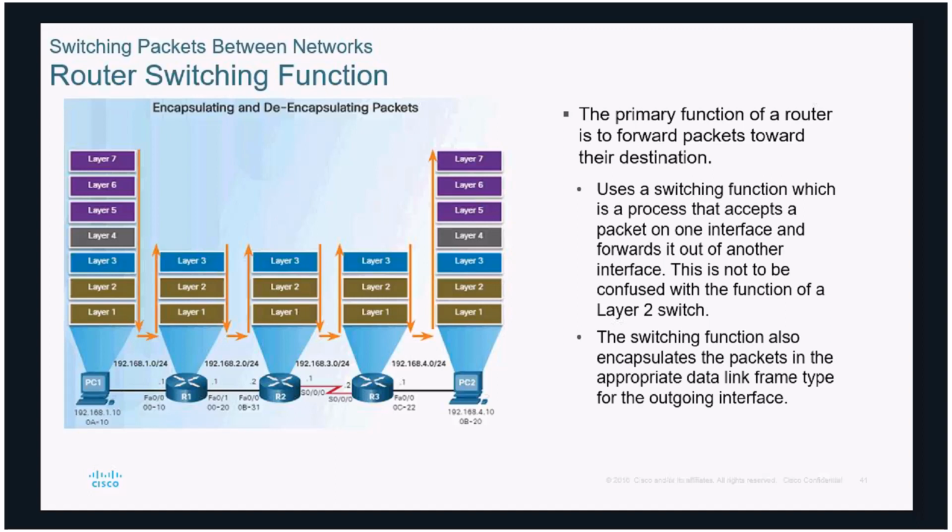The switching function encapsulates the packets in the appropriate data link frame type for the outgoing interface. So a router is using a switching function. Okay, let me define again. A router uses a switching function, accepts a packet on one interface, and forwards it out the other interface. Okay, so it's not the same as a switch, by the way. It's just literally taking it from one interface to the other interface, and then the encapsulations are also taking place.